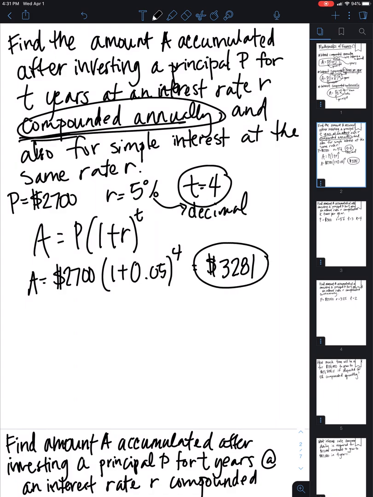They asked compounded annually and also for simple interest. So the difference is, when you compound it, you get different values. When you do it with simple interest, you ignore the effects of compounding. You just multiply it by the percentage, and that's it. Okay, so that's the difference with simple interest.